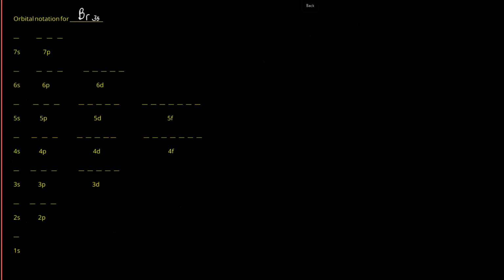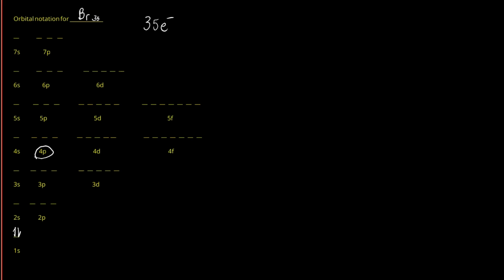In our next example, let's write the orbital notation for bromine. Bromine has an atomic number of 35, so therefore it has 35 electrons. Okay, I found bromine on the periodic table, and I can locate its position. It's in 4p. I know I'm going to stop when I get to 4p here. I can basically fill it in until I get there.